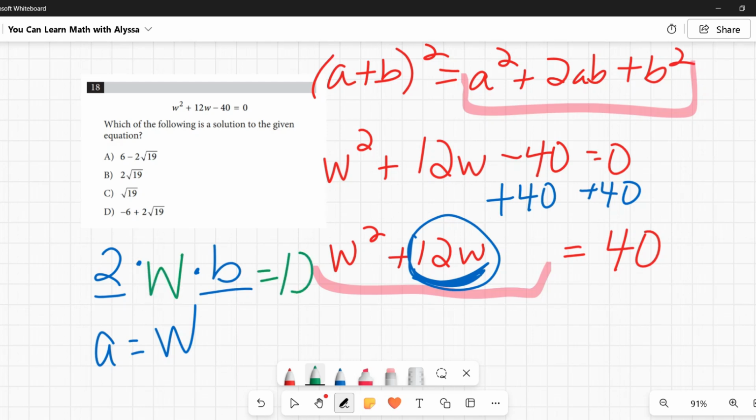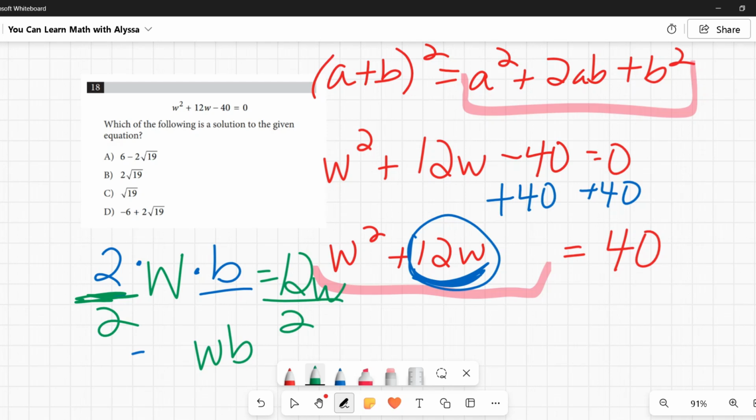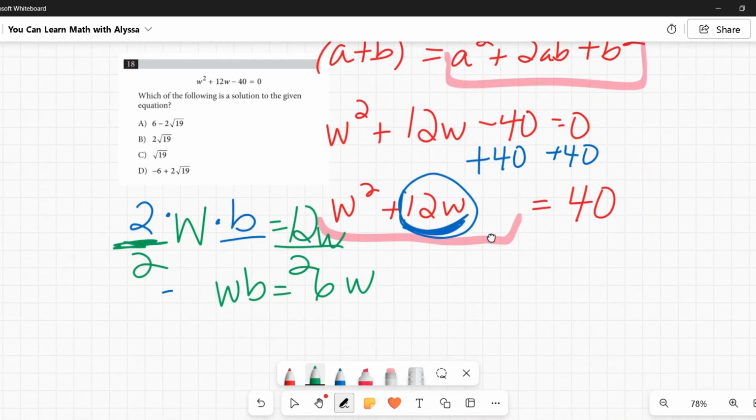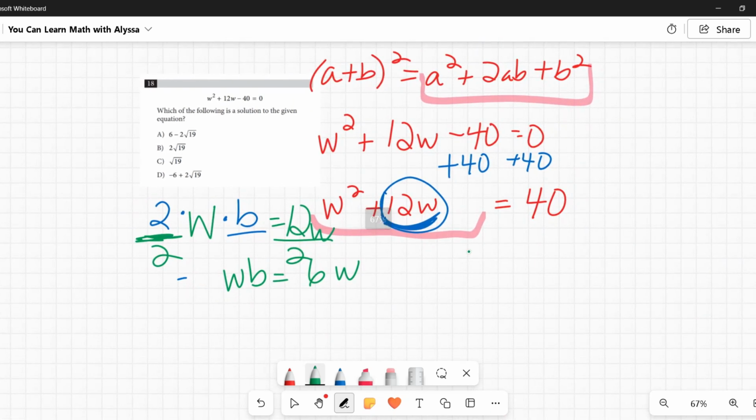So that is equal to 12w. So I'm going to get rid of this 2 by dividing both sides by 2. And I get that W times B is equal to 6W. And then to find out what B is, I'm going to divide both sides by W. I'm just left with B on the left and 6 on the right. So my B is 6.